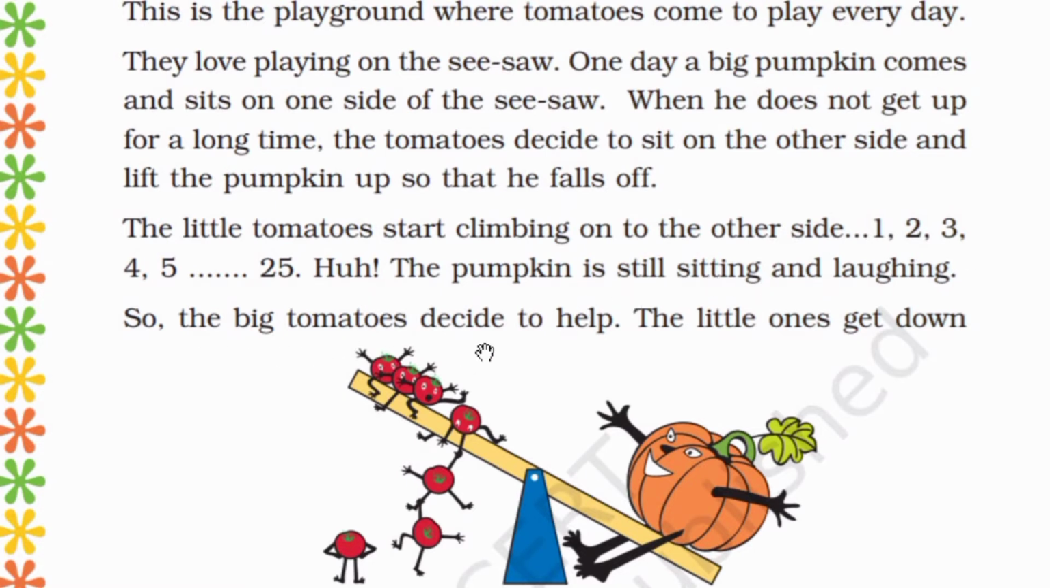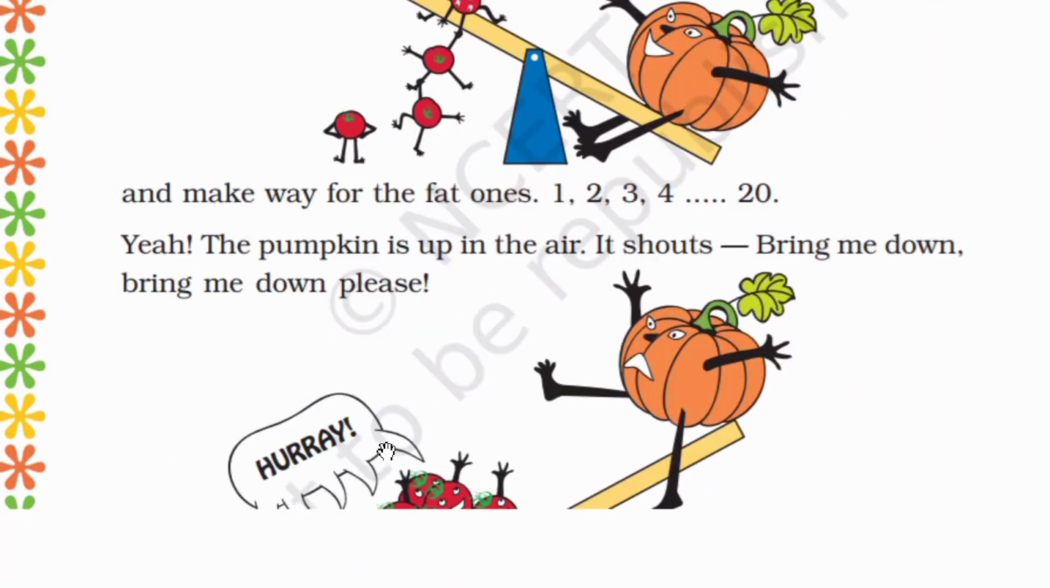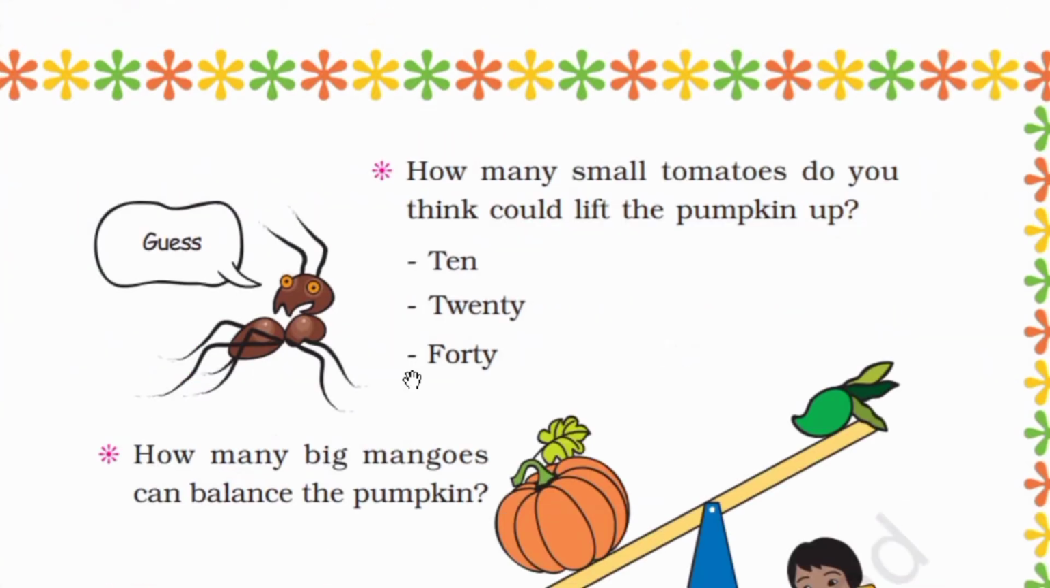So the big tomatoes decide to help. The little ones get down and make way for the fat ones. 1, 2, 3, 4, up to 20. Yay! The pumpkin is up in the air. It shouts, bring me down, please, hooray!